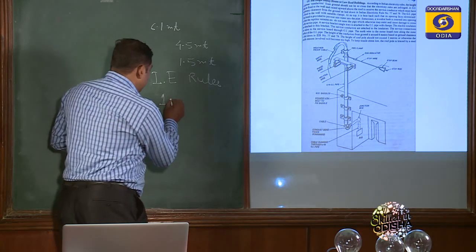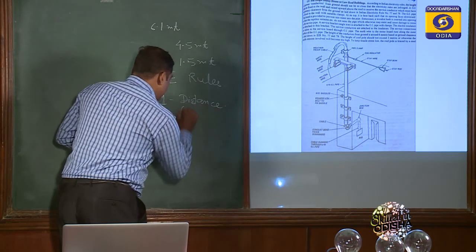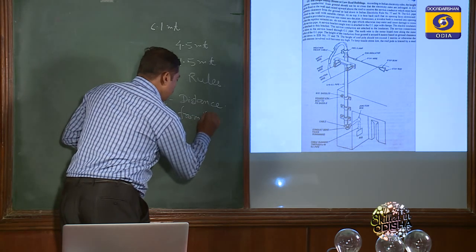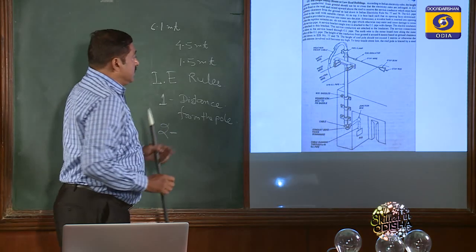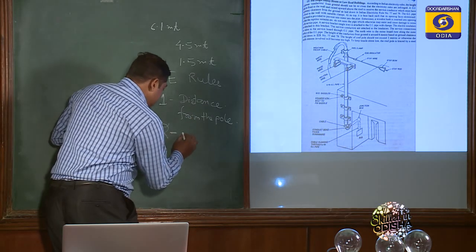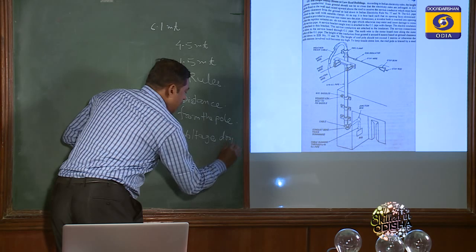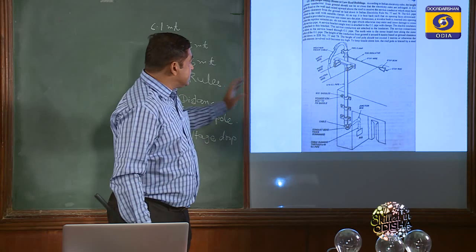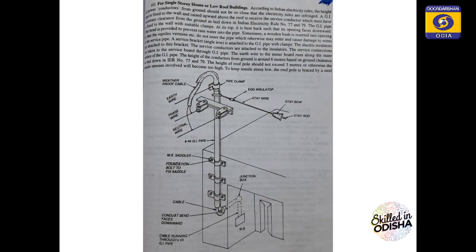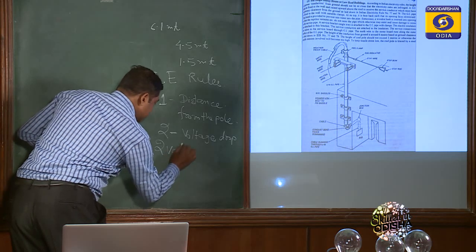Number 1 is the distance of the house from the pole. This is the first thing we have to keep in mind. Number 2 is we have to see the voltage drop that can take place when full load current is taken by this household. The voltage drop from the pole to this place should not be more than, say, 2 volt. This is an Indian Electricity Rule.